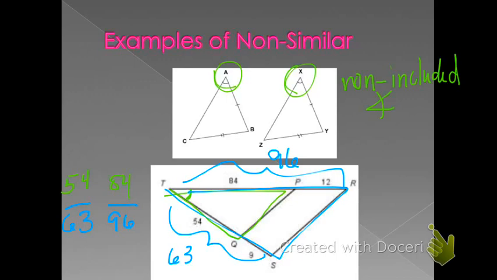So when I reduce those fractions, 54 over 63, those are both divisible by 9. That's 6 over 7. 84 and 96 are both divisible by 12, and that gives us 7 over 8. So those two are not in the same proportion, therefore the triangles are not similar. They are not proportional.